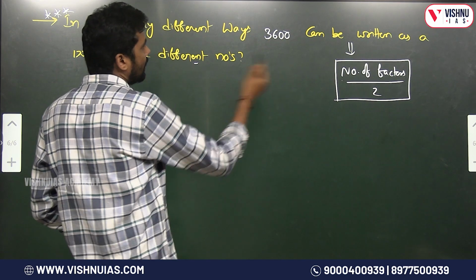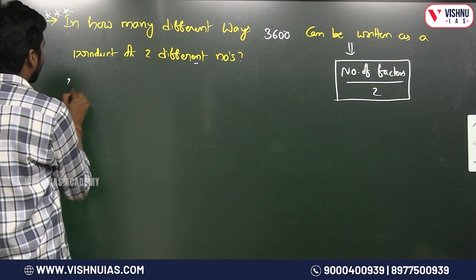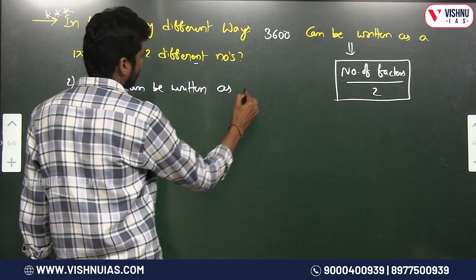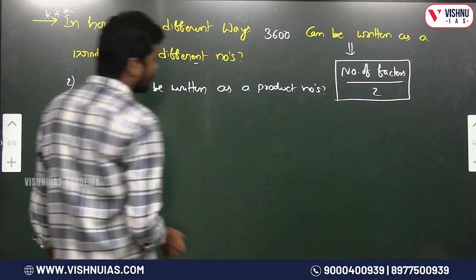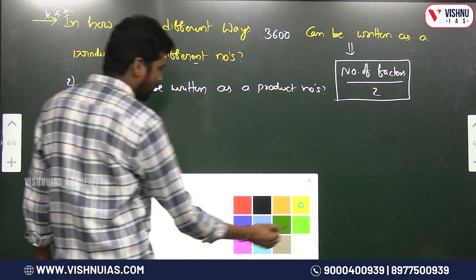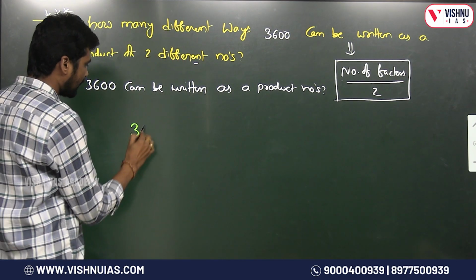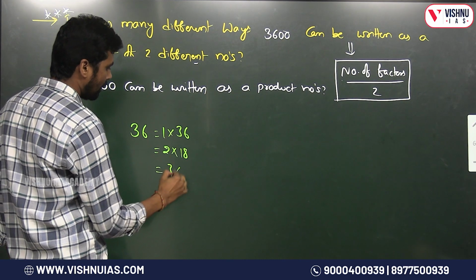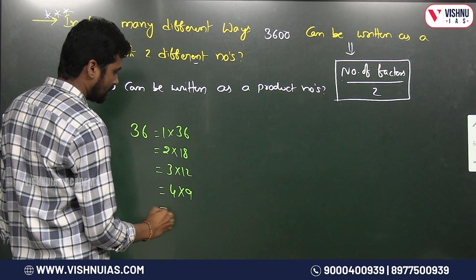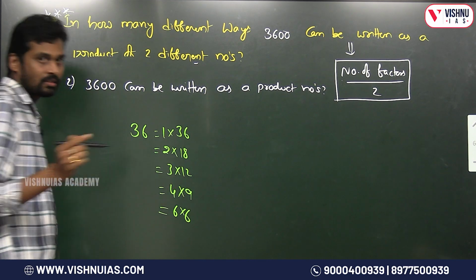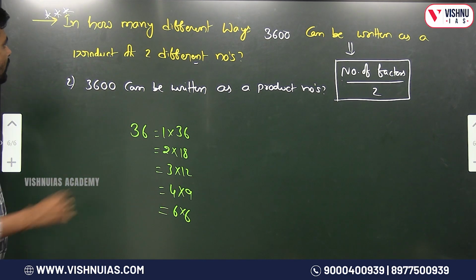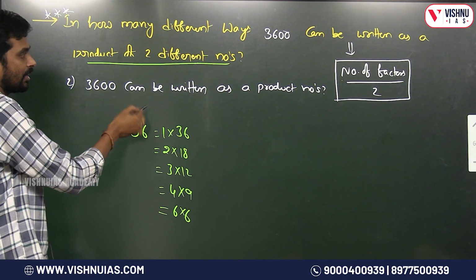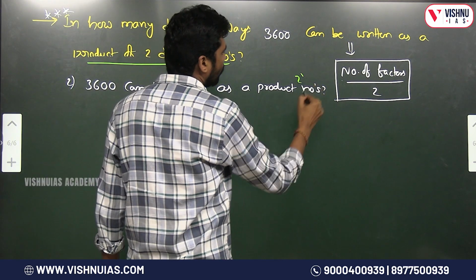One is, can be written as a product of two different numbers, or 3600 can be written as a product of two numbers. So what is the difference actually? These two questions are different. Suppose you take 36: we write 1 into 36, 2 into 18, 3 into 12, 4 into 9, and then 6 into 6. Let's see the difference between these two questions. The first question is, can be written as a product of two different numbers. The second question is, 3600 can be written as a product of two numbers.